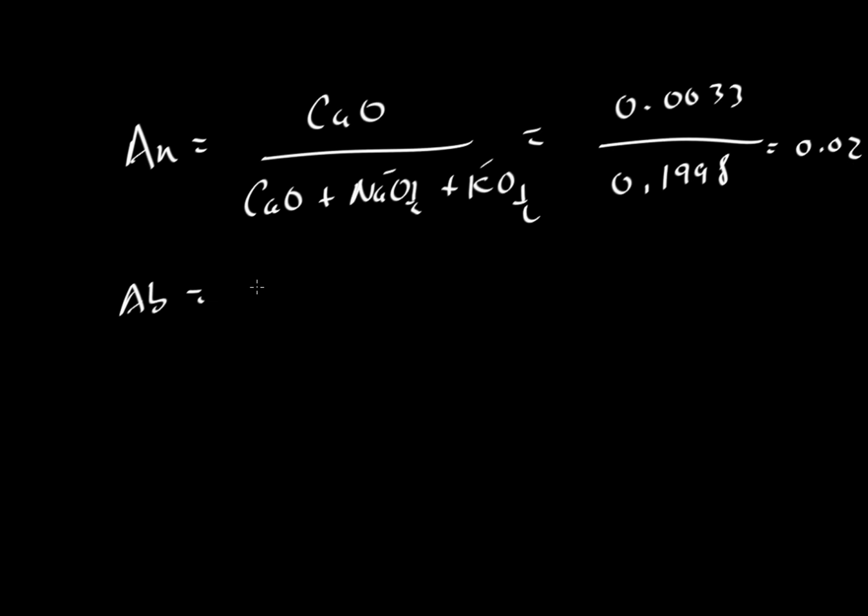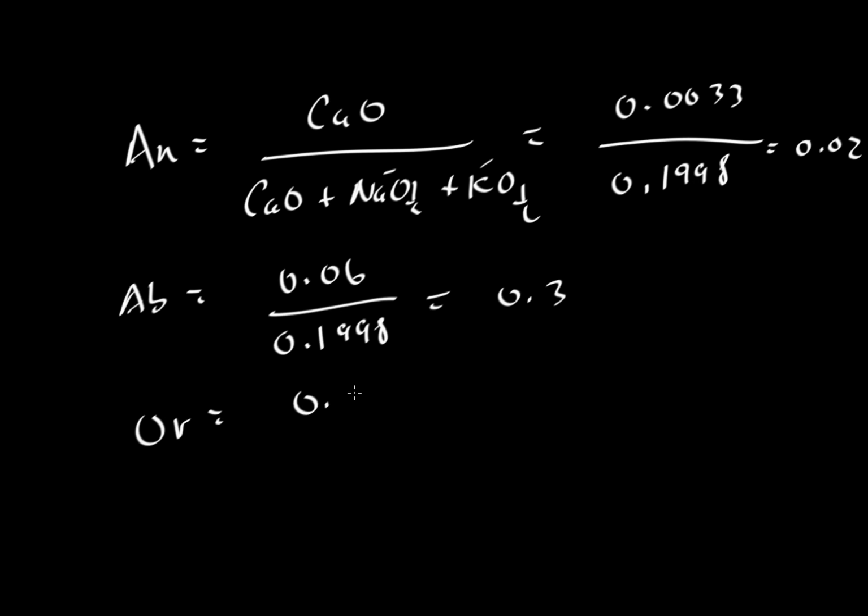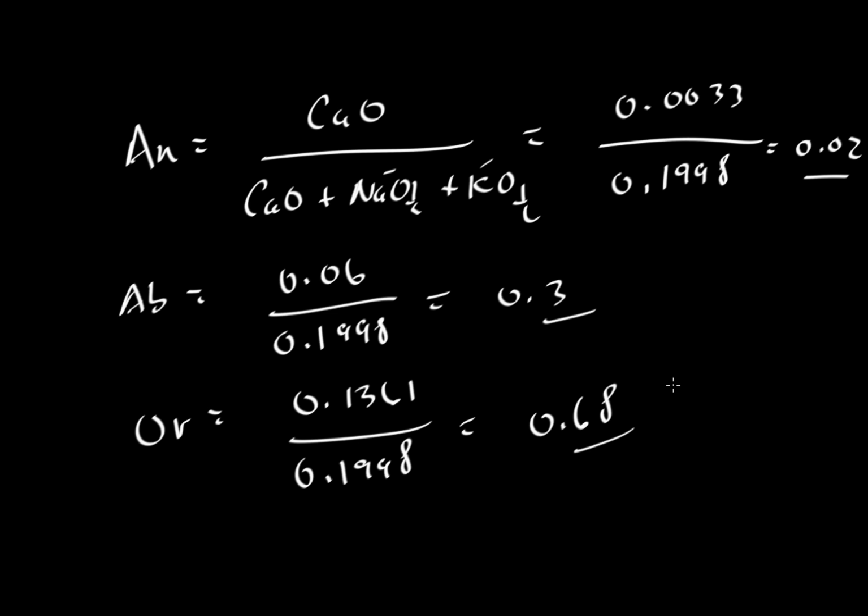For albite, that will be equal to about 0.06 divided by 0.1998, and that'll be equal to 0.3. And then for orthoclase, we'll take the amount of potassium oxide, 0.1361, divided by 0.1998, and that'll be about 0.68. So we have something that is 2% anorthite, about 30% albite, and 68% orthoclase. And all those things should sum to 1.